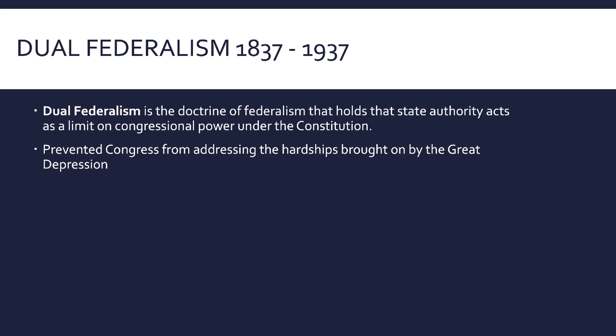On to the next phase of federalism, and that is from 1837 to 1937, which is dual federalism. Dual federalism is a doctrine of federalism that holds that state authority acts as a limit on congressional power under the Constitution. In this era, it prevented Congress from addressing the hardships brought by the Great Depression. So they wanted to address the economic hardships of the Great Depression, not just economics, but there are agricultural issues and some other social issues that were going on during this time period, and they wanted to address those issues. And because of this concept of dual federalism, it actually prevented Congress from addressing some of the issues that were going on in our country.